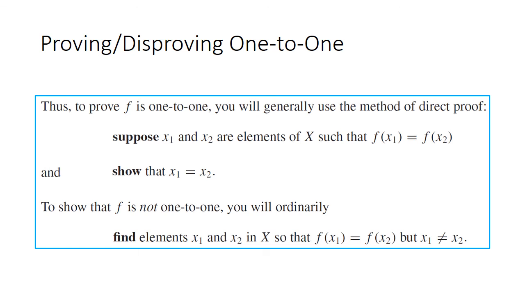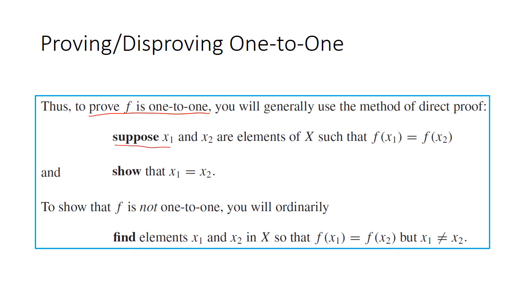Okay, so now let's talk about how you can disprove or prove that something is one-to-one. If you would like to prove that a function is one-to-one, obviously for the small examples that we just did where there were just a few elements, it's really not hard to see. But if the domain and the codomain of f are large or even infinite sets, then it is a little tricky. So if you want to prove that f is one-to-one, what you do is use the method of direct proof.